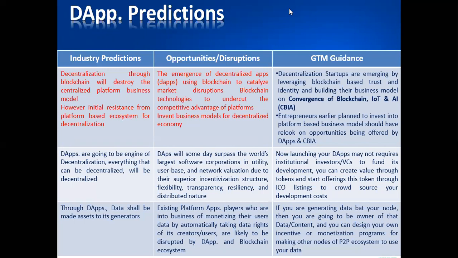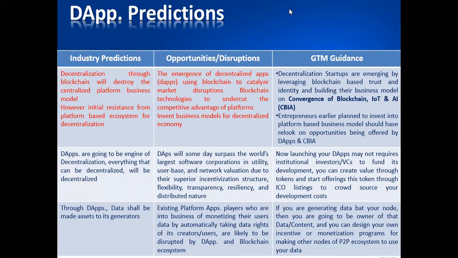So I am a user on Facebook. Today, I don't own the data. My data lies in Facebook, and Facebook earns from the data. That will no longer happen. If I am a generator of data in a distributed app environment, then I am going to sell my data to the interested parties. So now my data will start fetching revenue for me.